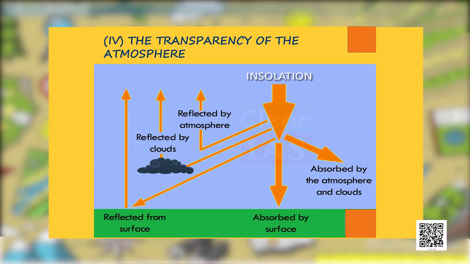The next point which influences the insolation is the transparency of the atmosphere. Transparency of the atmosphere also determines the amount of insolation reaching the Earth's surface. The transparency depends upon the cloud cover, its thickness, dust particles and water vapor as they reflect, absorb or transmit insolation. Thick clouds hinder the insolation to reach the earth, while clear sky helps it to reach the surface. Water vapor absorbs insolation, resulting in less amount of insolation reaching the surface.